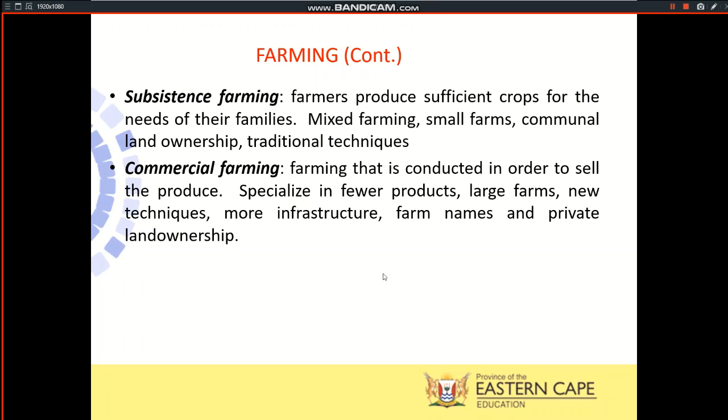The next type of farming is commercial farming. It is farming that is conducted in order to sell the produce. They specialize in fewer products, large farms. Commercial farming, farming that is conducted in order to sell the produce. It specializes in fewer products, large farms, new techniques, more infrastructure, farm names and private land ownership. So these two types of farming methods are very important, learners. You must know the difference between subsistence farming and commercial farming.